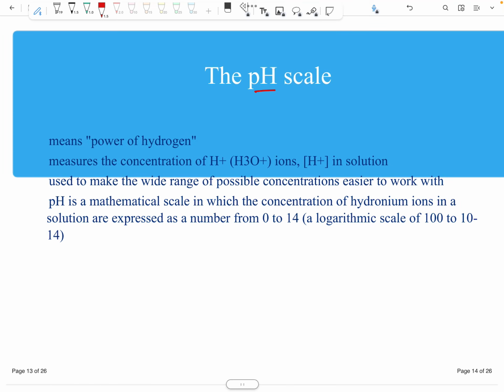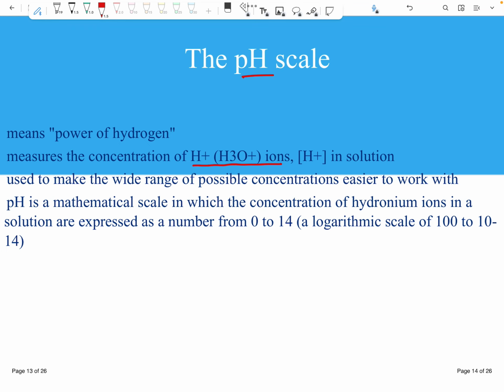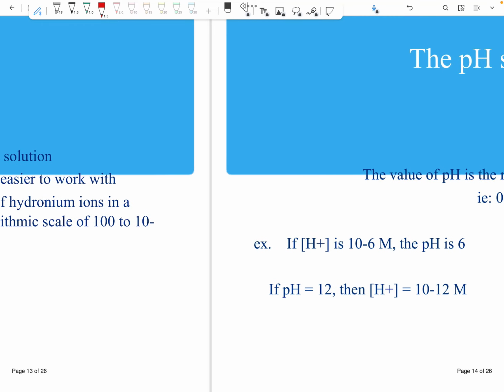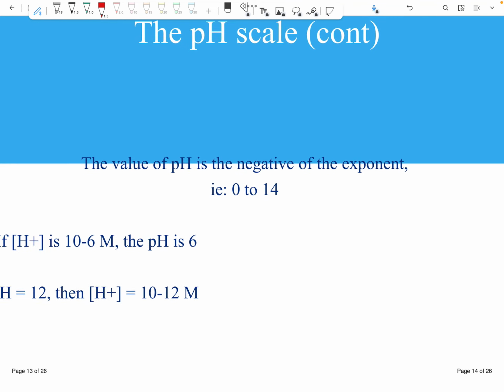So what does pH stand for? It means the power of hydrogen. It measures the concentration of hydrogen ions in solution, and the way it looks is we take the H and put a plus sign with it. That shows you hydrogen ions, and we put that in brackets. It's really a logarithmic scale, but don't worry about that. Let's go ahead and learn how to calculate pH a bit.